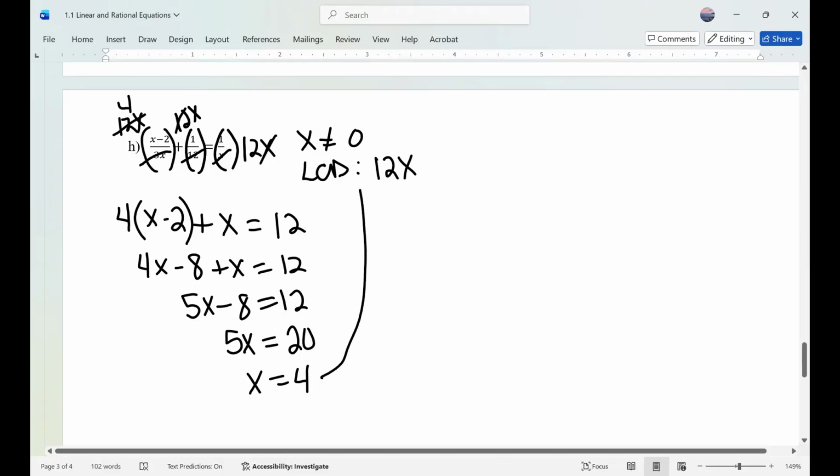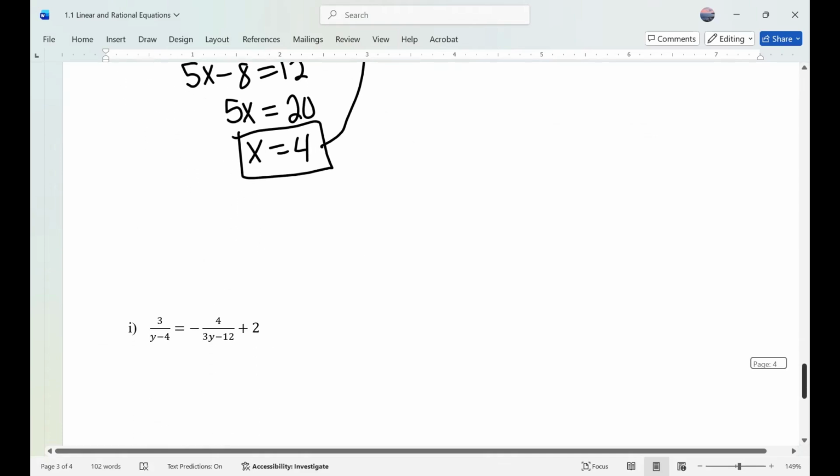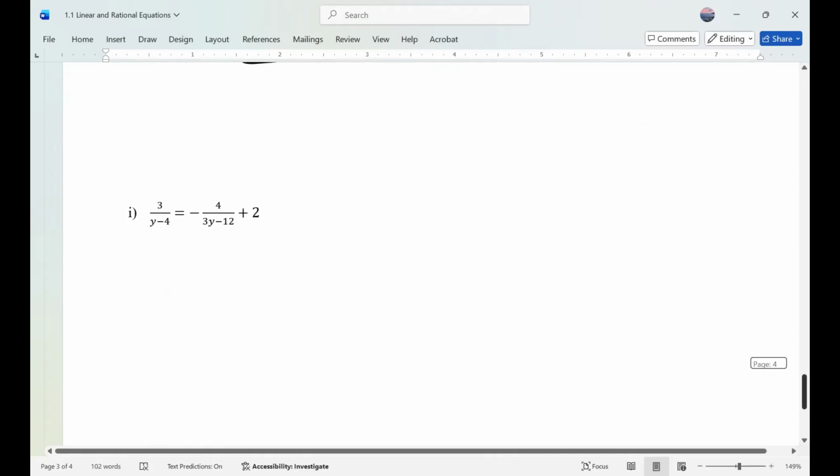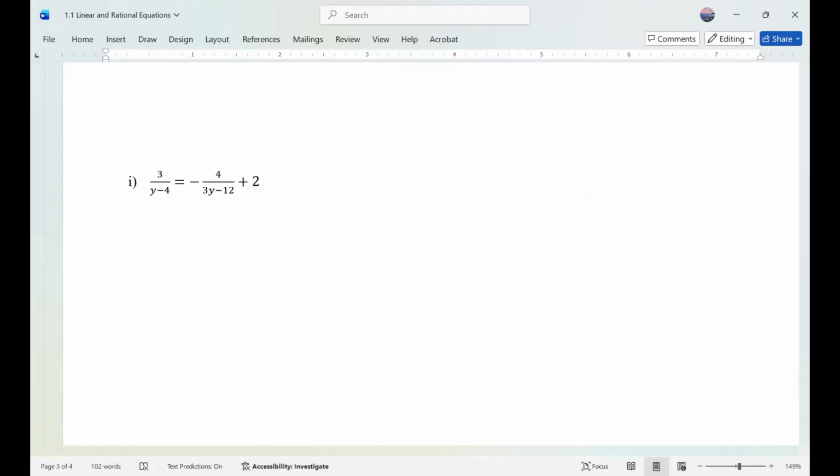So again, I take that 4 and I compare it with my extraneous, and it does not match. So that tells me that x equals 4 is my answer. So 0 is not always your extraneous solution. It depends on what your denominator is.